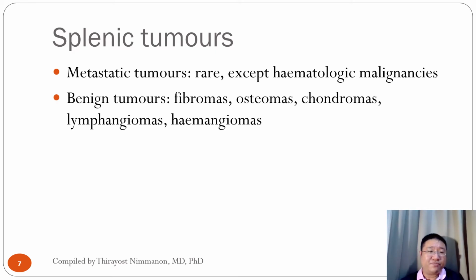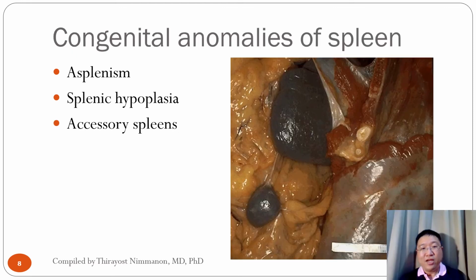Splenic tumors are quite rare, and may be metastatic or different benign tumors. Congenital anomalies of the spleen can also be seen, for example asplenism, splenic hypoplasia, or the presence of accessory spleens. This image shows accessory spleens, so cute, a tiny spleen outside the big spleen here.